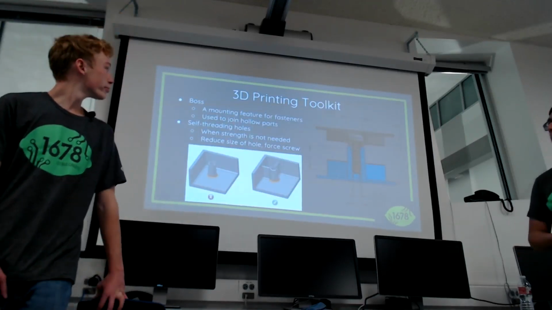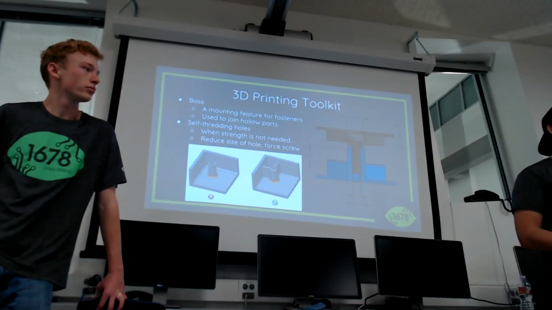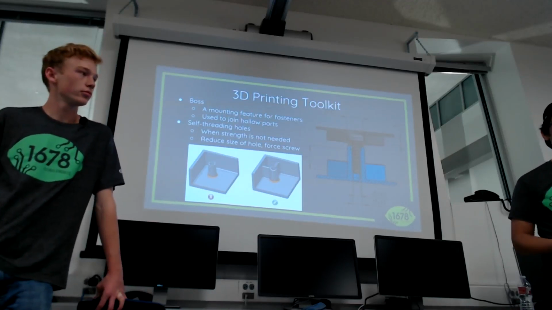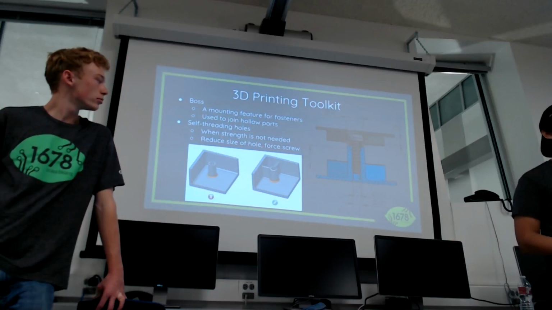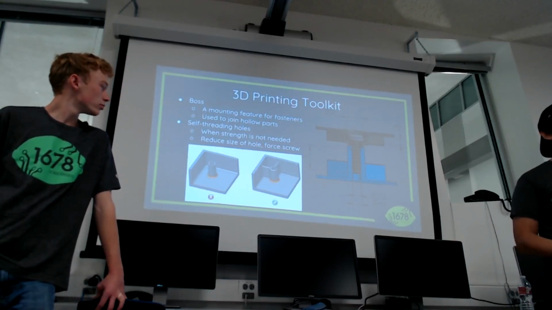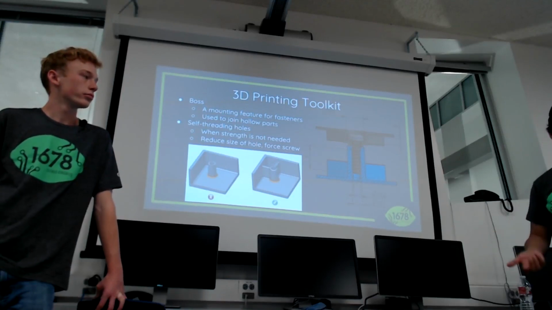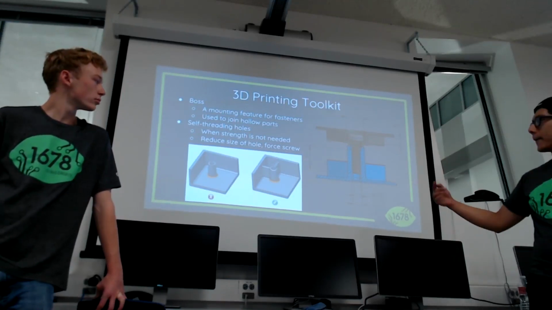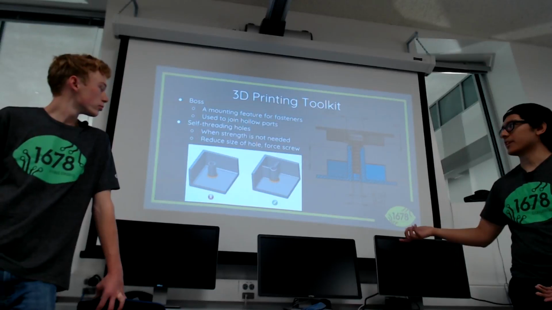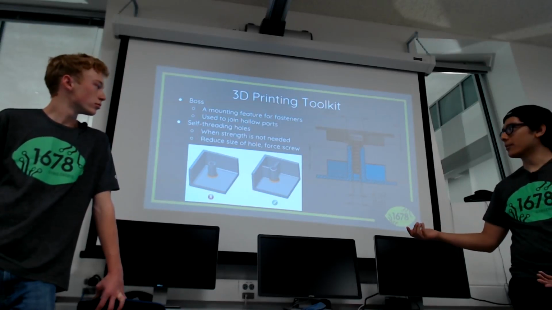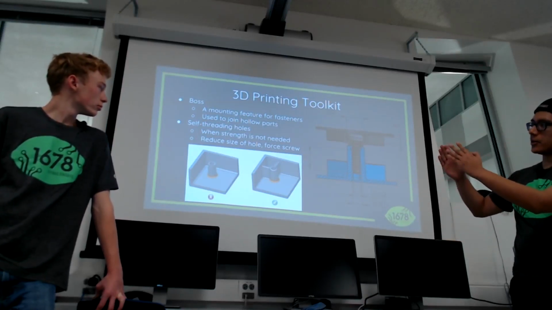All right. So bosses. Bosses are also very common in injection molding. A lot of the features that you use in 3D printing are similar to those that are used in injection molding, but you don't have the limitations that you do in injection molding, like overhangs and stuff. In here, you can see a boss. This picture is taken from an injection molding company, but if you look, it has a taper on it.